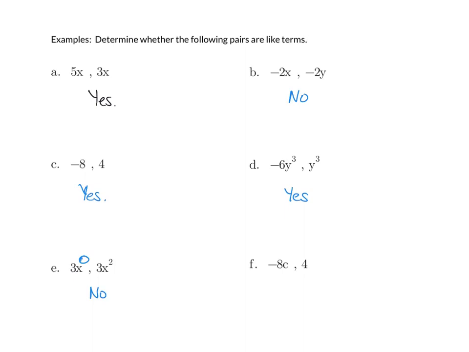All right, and the last example, negative 8c and 4. These are not like terms either. One of them has a c and the other one is a constant term.